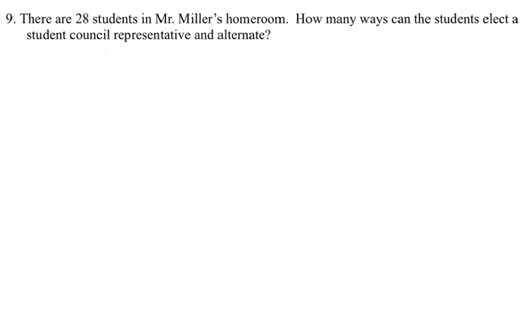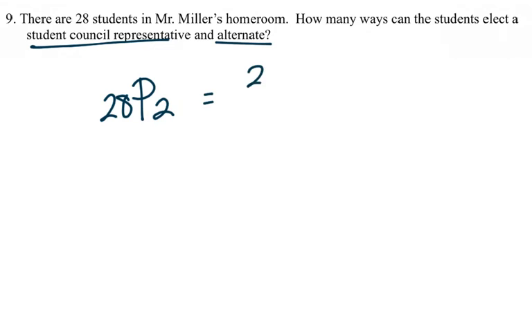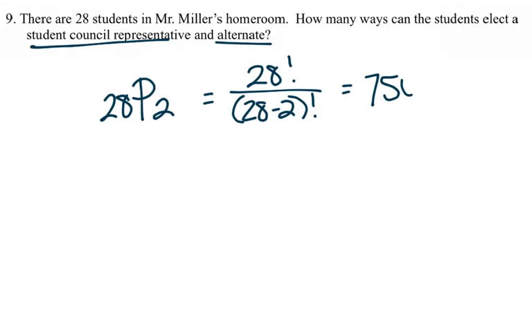Okay, let's do one more example. There are 28 students. How many ways can the students elect a student council representative and an alternate? So that's 2 ways we're looking at. So 28 factorial divided by (28 minus 2) factorial. So 756.